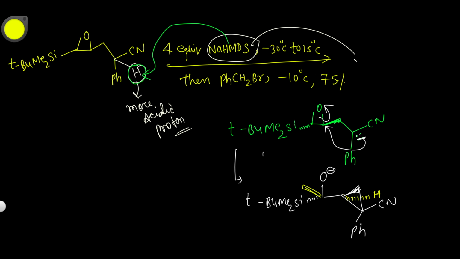This hydrogen is above the plane. So let me show you. This is the hydrogen. Okay, so what happened? Because of this O minus, and we know that silicon has a vacant orbital, O minus will attack the silicon, and then you get something like this.